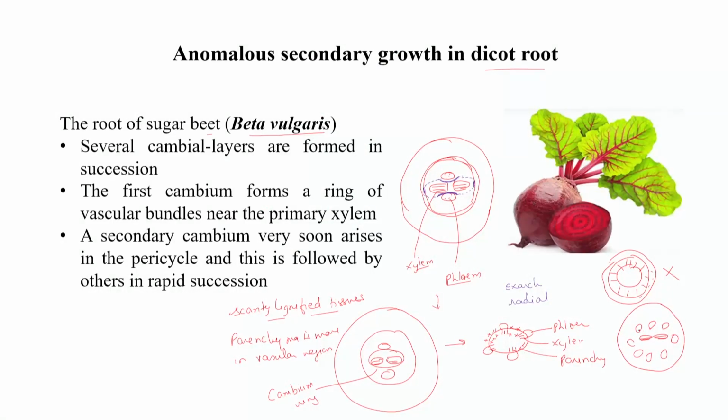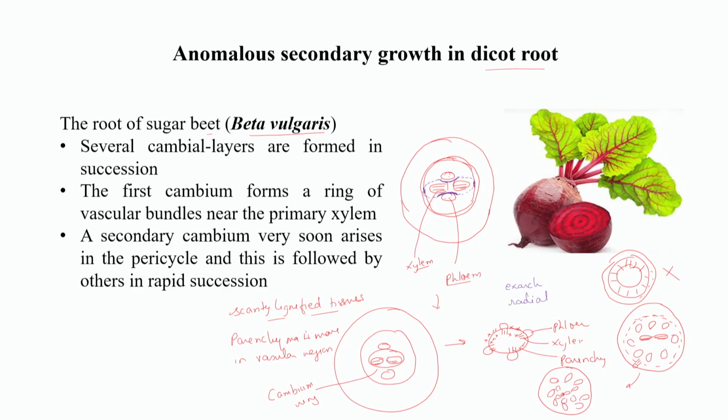So in this way, one more cambium will arise in the parenchymatous region. Okay, again it will cut xylem and phloem the same way, and again it will have more layers of vascular ring. Okay, again one more layer.